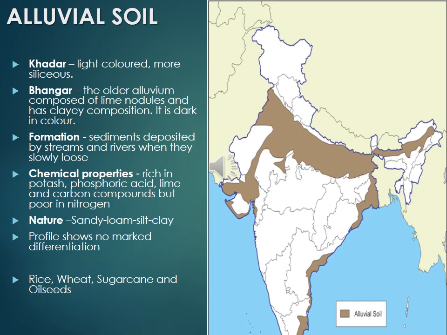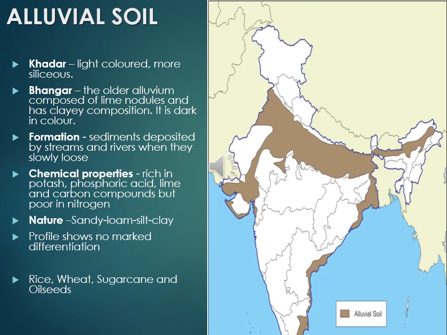So alluvial soil, characteristics. It is mostly seen in the river beds, and it is a highly fertile soil. Based on their formation, it was divided into 2 types: Ghadar and Bangar. Ghadar means newer alluvium, Bangar means older alluvium. Ghadar, the newer alluvium, is light colored and more siliceous. Siliceous means they are rich in silica.